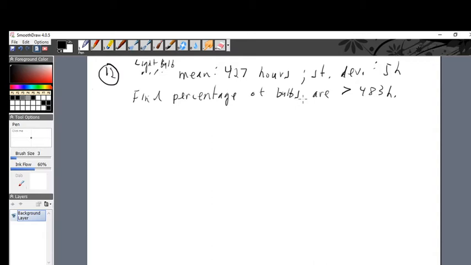Okay, so what's greater than? Greater is going to be to the right of 483. Remember the curve and the number line and everything: the further you go to the right, the greater the number is. The further you go to the left, the less and less the number is. So anything greater than is going to be to the right. It's as if they're asking you something to the right of 483 when they say greater than. Okay, it's the same thing.